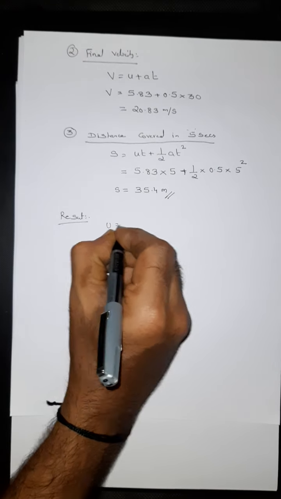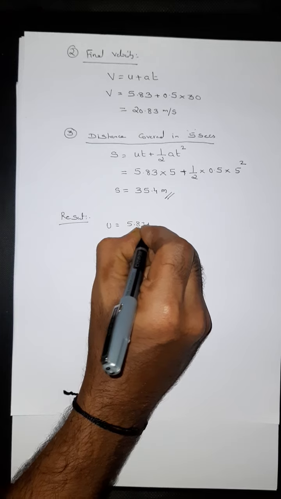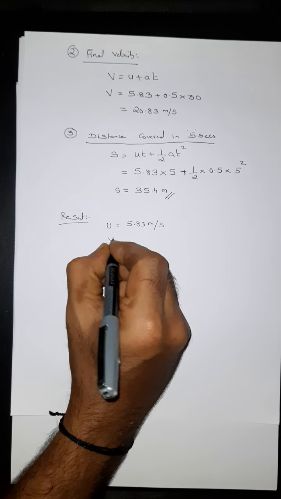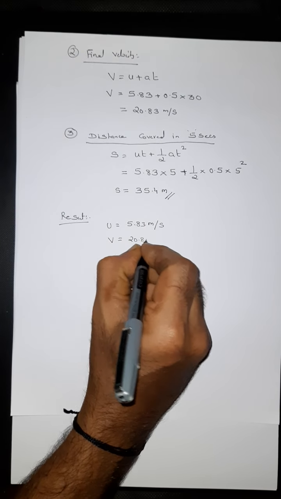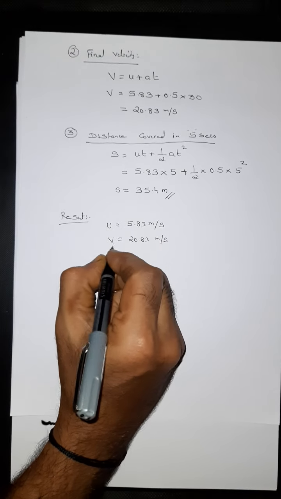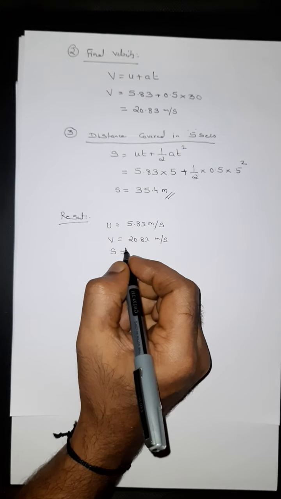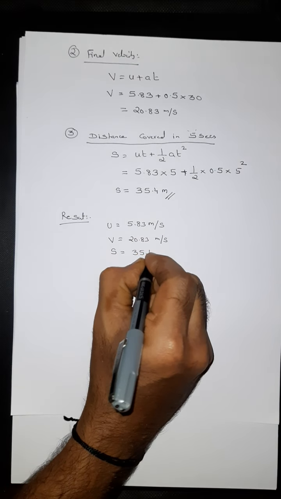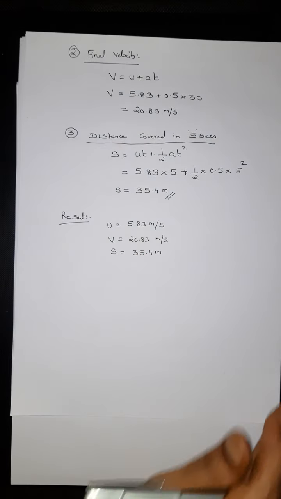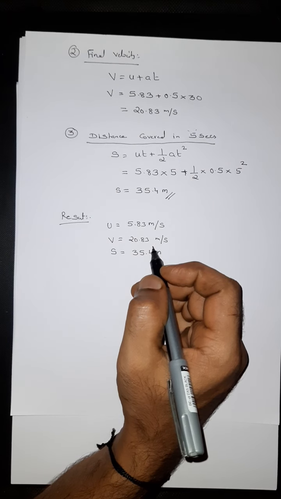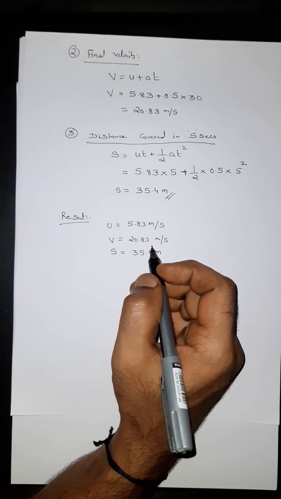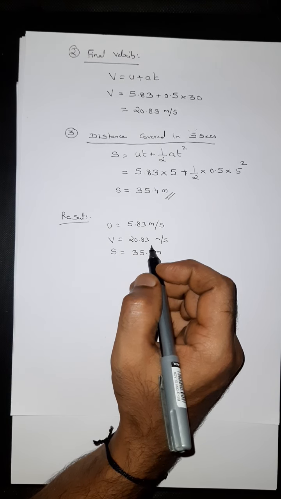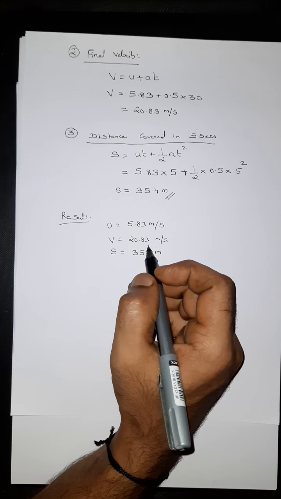Result: initial velocity U is equal to 5.83 meter per second. Final velocity V is equal to 20.83 meter per second. And the displacement, that is the distance covered in 5 seconds, is 35.4 meter. Thank you. In the next lecture video, I'll solve a few more problems under rectilinear motion. Thank you.